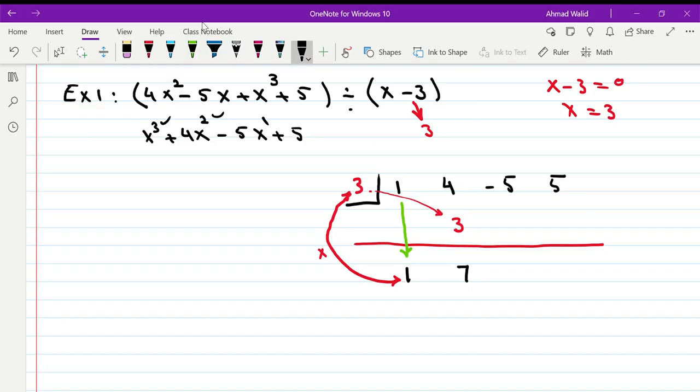Now repeat the process of step 1. Multiply again. 7 times 3 gives me 21. I will write in green here under 5. Correct? Now add these two numbers. Negative 5 and 21 gives me what? Positive 16.